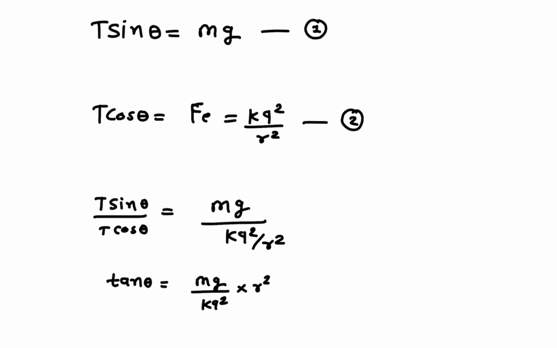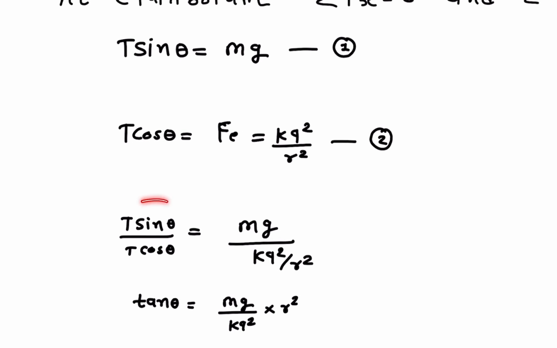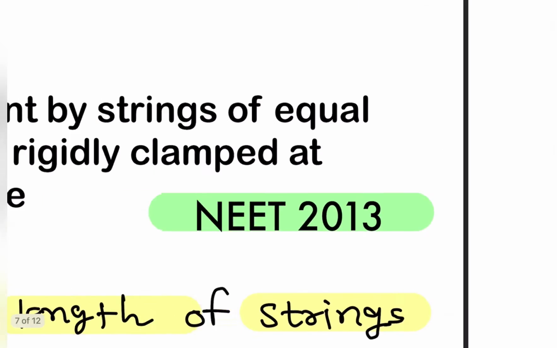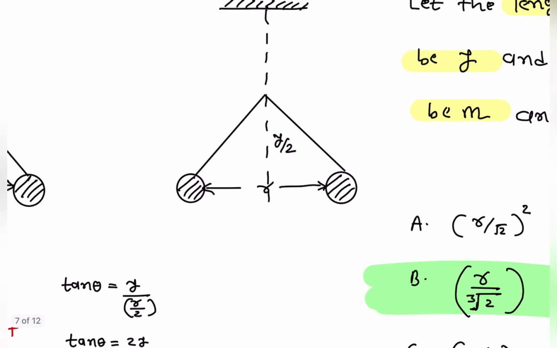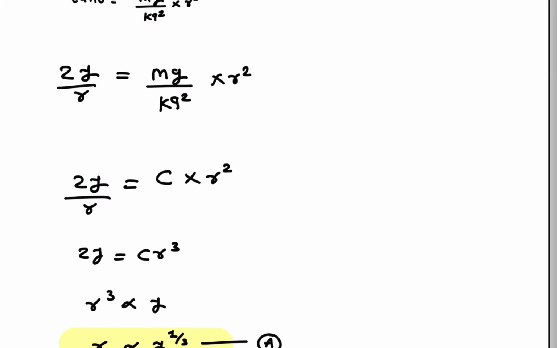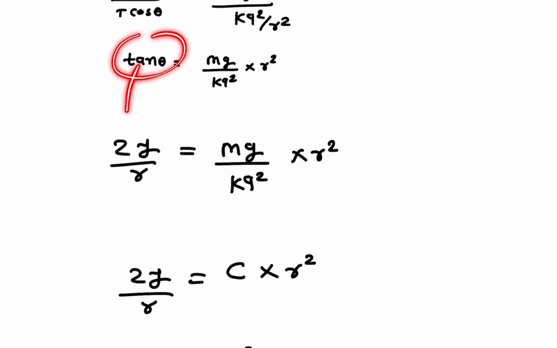Now taking the ratio of the first and second equation, that is T sin theta divided by T cos theta, it becomes tan theta is equal to mg by k q square by r square. So mg upon k q square into r square, because this r square comes to the numerator, so tan theta is equal to mg upon k q square into r square. And from the geometry of the figure, tan theta is equal to 2y by r, so in place of tan theta we put the value here: 2y by r is equal to mg by k q square into r square.